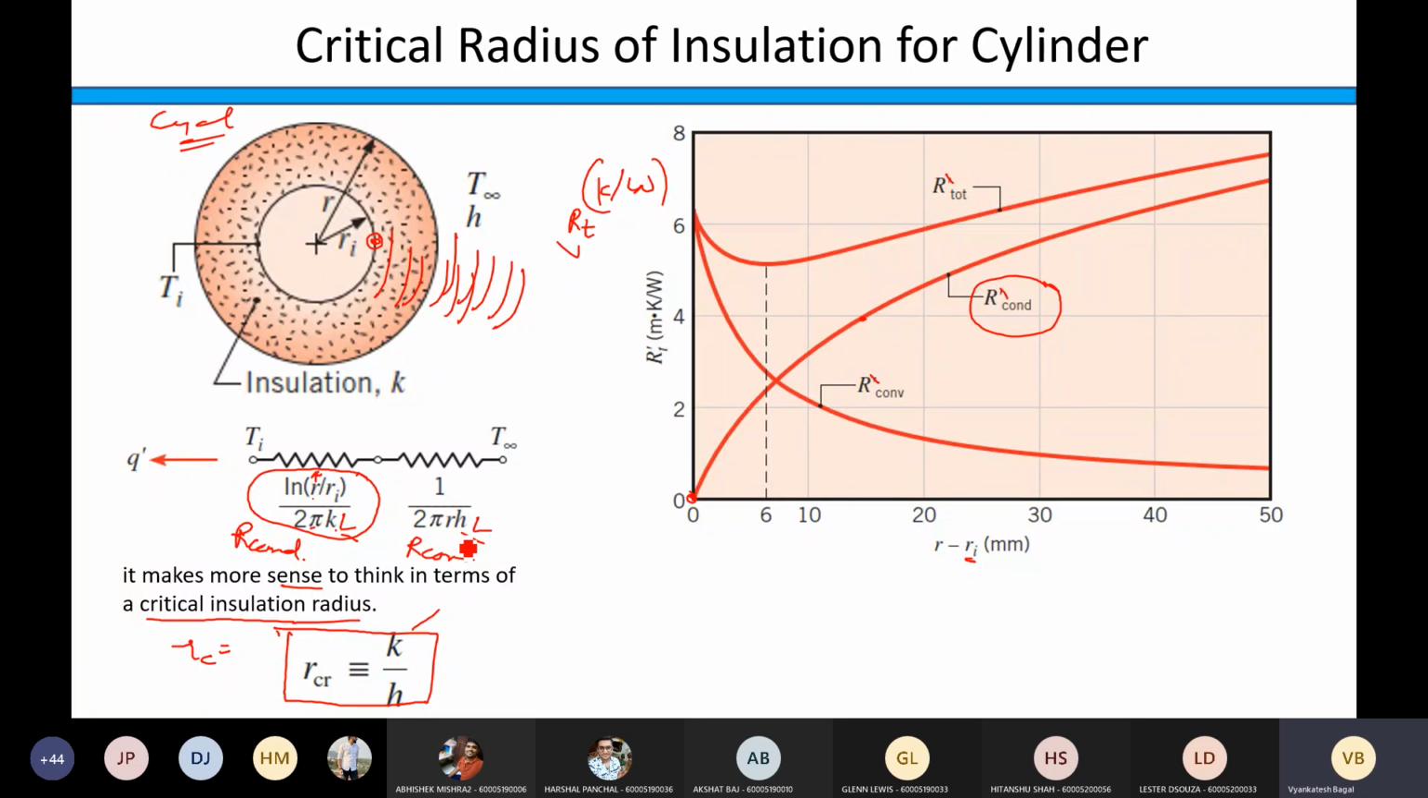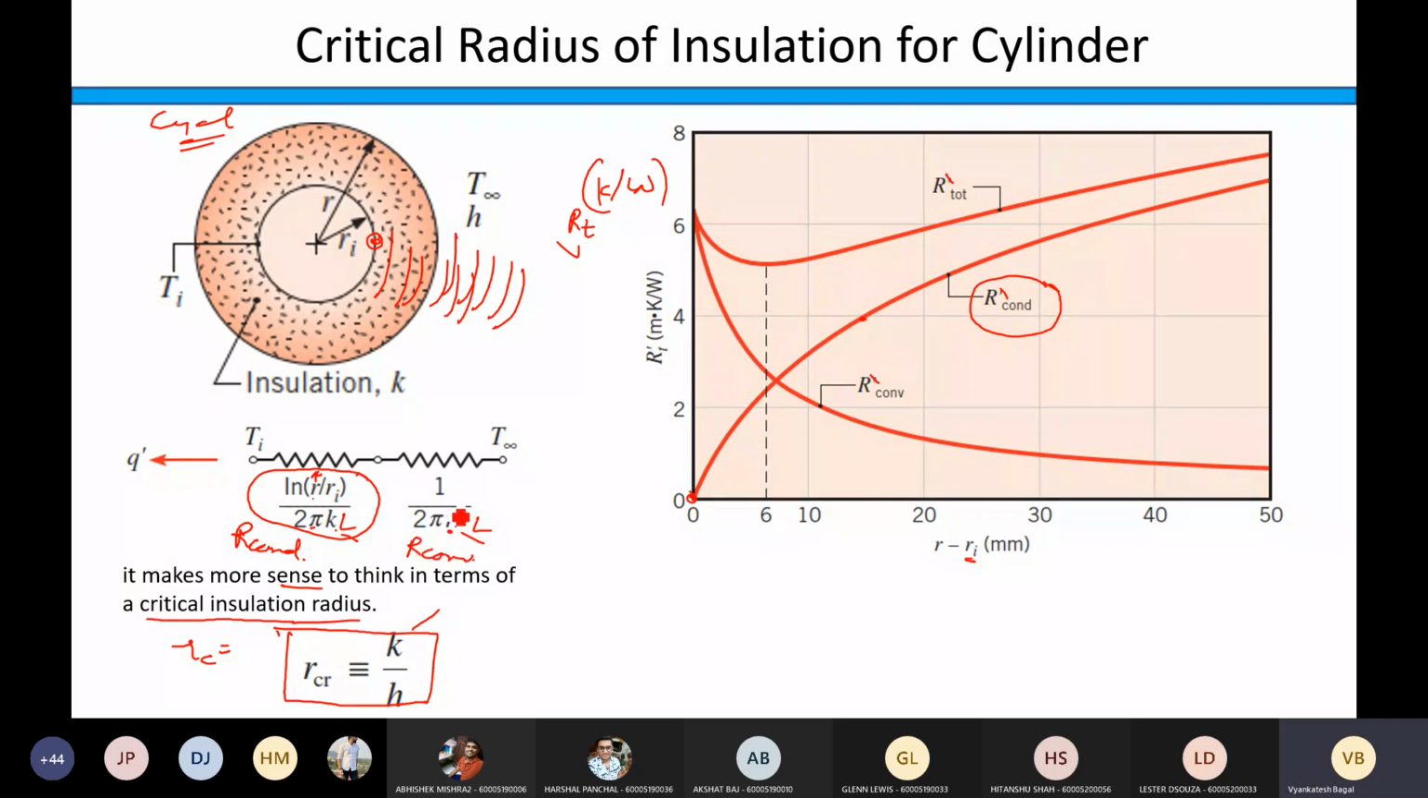Sir, one doubt. Why is the conduction graph starting from zero? Because a logarithmic graph never passes through zero. Can R and Ri be equal? See, this will become 0. If R is equal to Ri, this will be ln 1. So what is ln 1? Zero, sir. Then from where should it start? Yes sir, from 0.